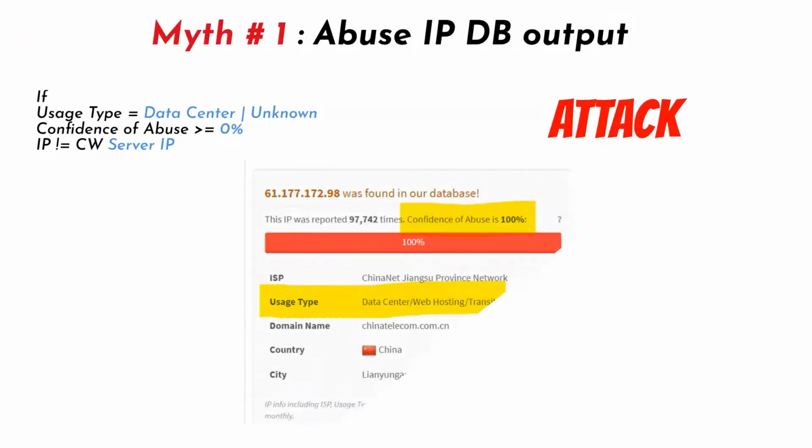There are few proved myths. Let's take a look at the first one. First myth says: if usage type is equal to data center or if it is unknown, and confidence of abuse is greater than or equal to 0%, and visitor's IP is not same as Cloudways server IP, then you can count it as an attack.